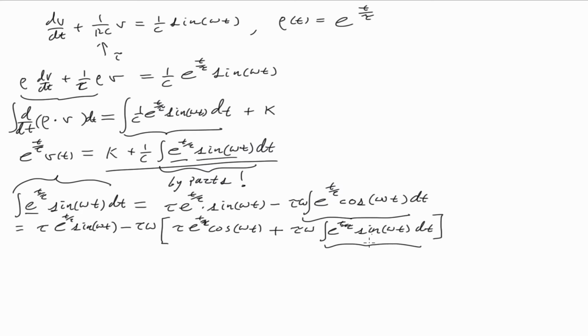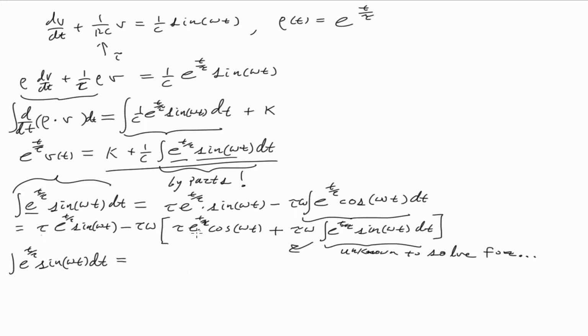So what we need to do is actually solve for this. This is our unknown to solve for. So we have to isolate that unknown. Okay, so that's easy enough to do. So what I'm going to do is bring this over to the other side. So I get the integral of e to the t over tau sine omega t dt is equal to all this other stuff here.